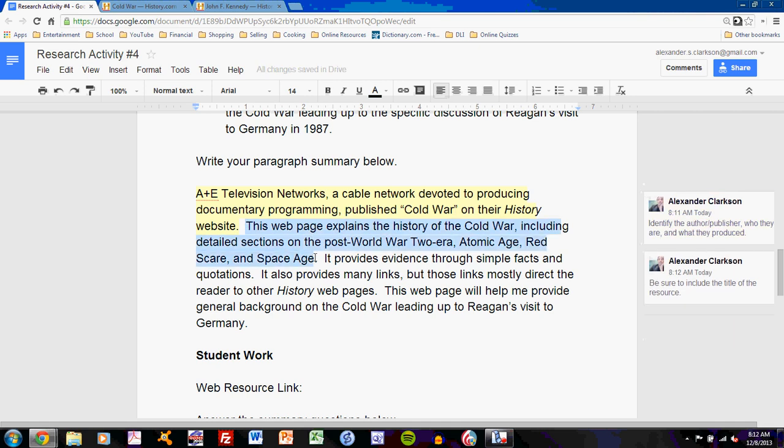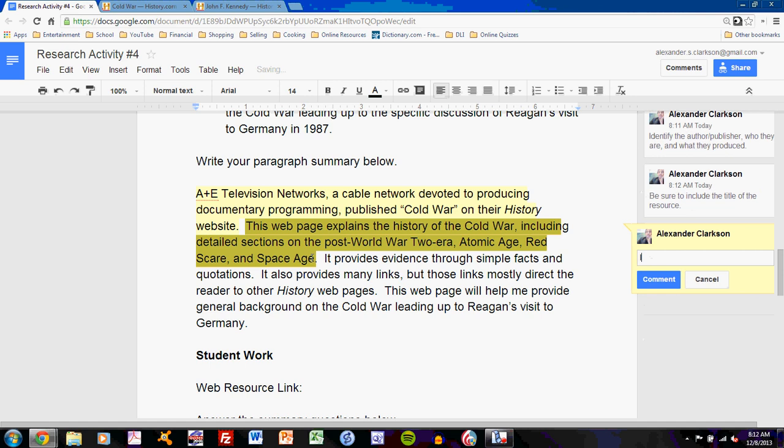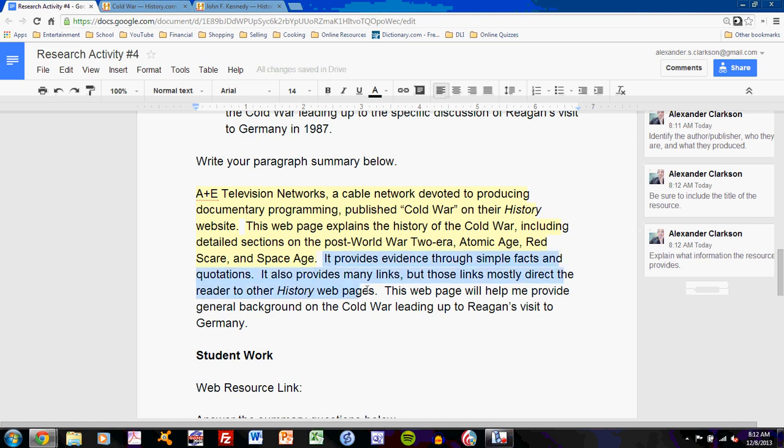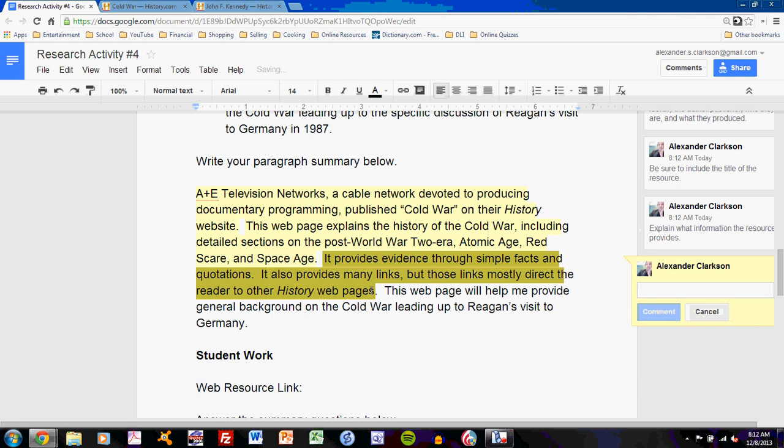Next, in this sentence, I explain what information the resource provides. In these next two sentences, I discuss the evidence of the resource, including the type of evidence and presence or absence of external links.